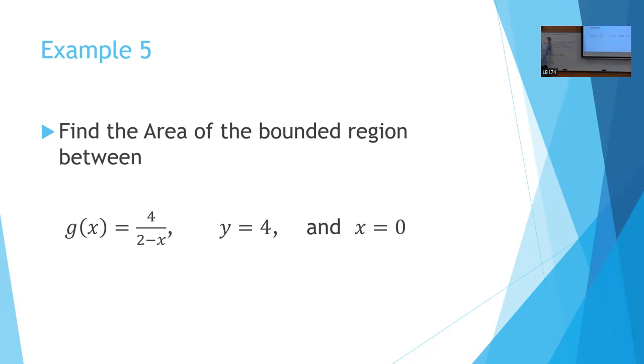All right, now let's take a look at another. We have g of x is equal to 4 over 2 minus x, y equals 4, and x equals 0. This one's a little bit different than the ones we've done so far because we have 3 curves to look at rather than just 2.